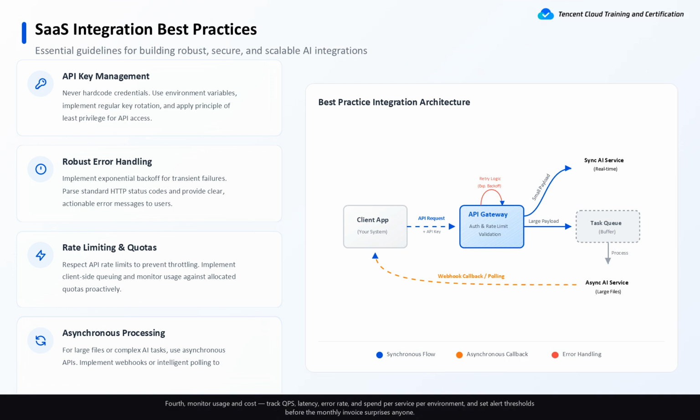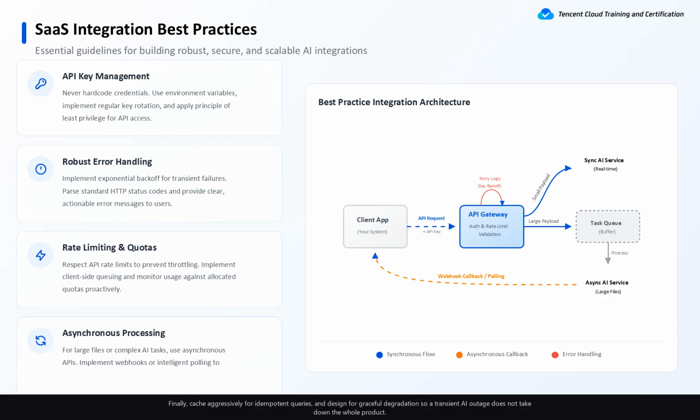Fourth, monitor usage and cost. Track QPS, latency, error rate, and spend per service per environment, and set alert thresholds before the monthly invoice surprises anyone. Finally, cache aggressively for idempotent queries and design for graceful degradation so a transient AI outage does not take down the whole product.